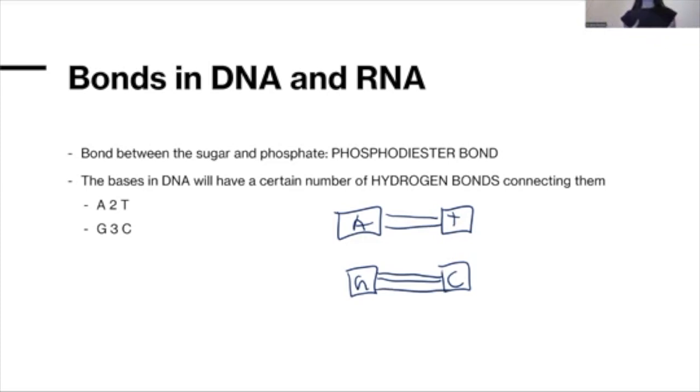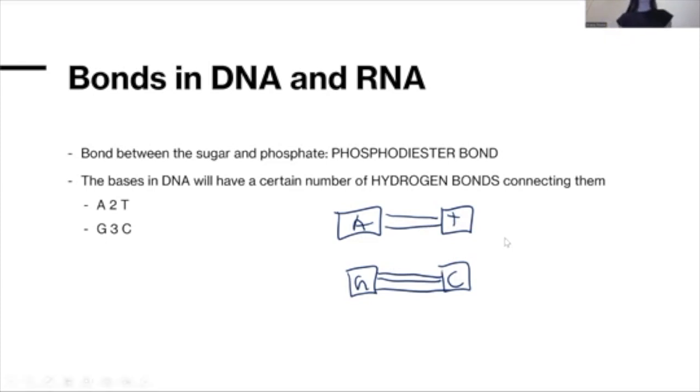If that doesn't work for you, you can just memorize it. The reason it works for me is that G, 3, and C, they all end in that E sound. And I know that A and T are paired together, and T and 2 start with the same letter. And for me, it's just kind of like a rhyme in my head, A2T, G3C. So if that works for you, that's great. But also it's not crazy hard to memorize those numbers. So if that doesn't work for you, feel free to just memorize. There's 2 hydrogen bonds between adenine and thymine, and 3 between guanine and cytosine.